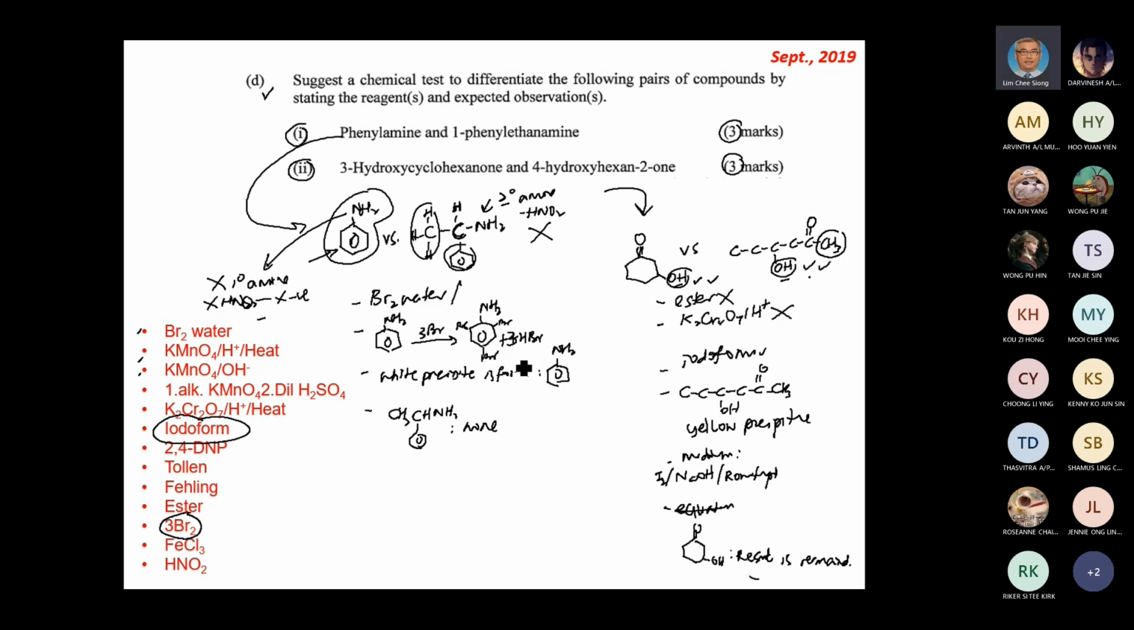Because bromine water decolorization can be referred to this one also. So we only have to know the formation of the tribromo product, which is the white precipitate.